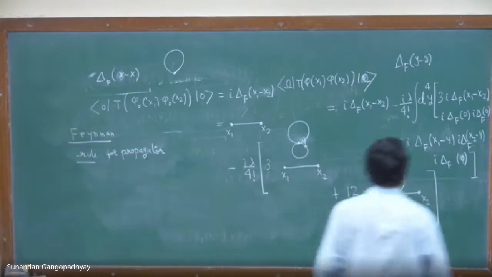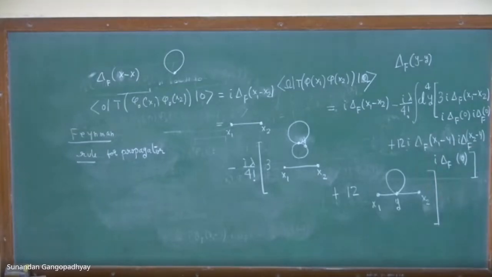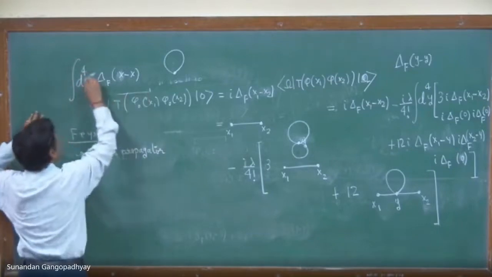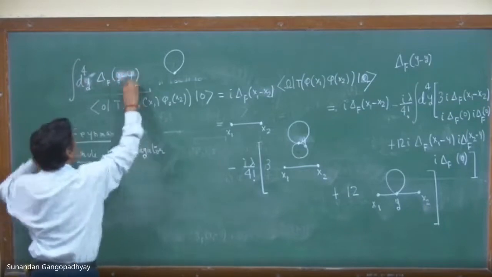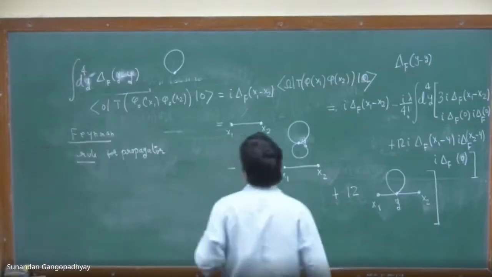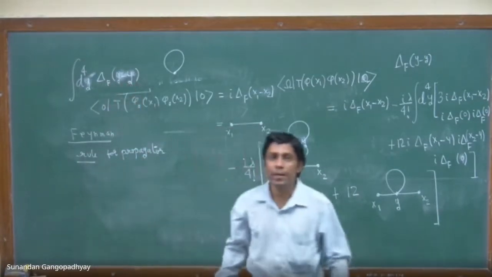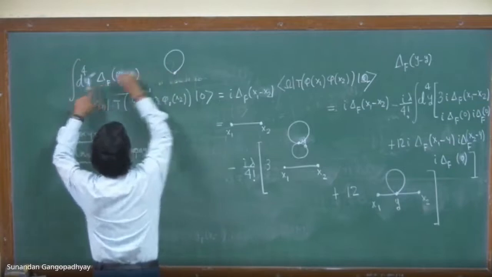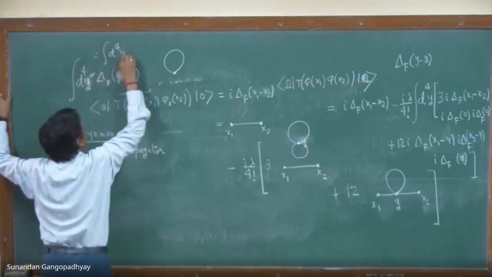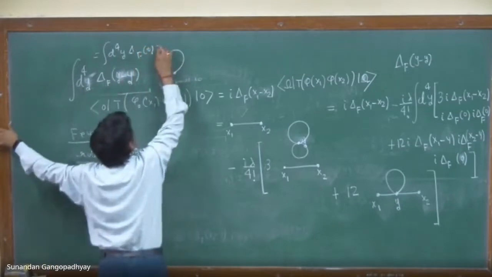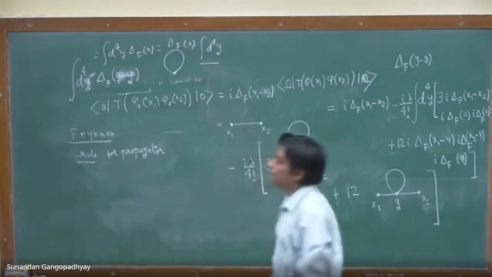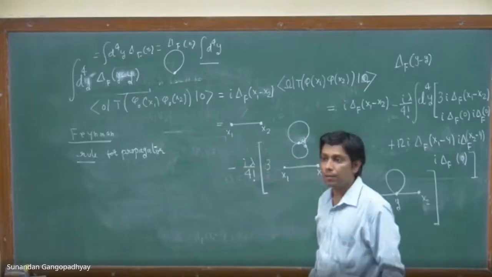See, okay, let me just answer your question. When you have delta F x minus x and you have a d4 x, like in this case you have a d4 y, and this was y minus y, right? Yes, sir. So this is actually what delta F y minus y means. It is independent of y, right? Yes. So this delta F y minus y integral over d4 y is delta F zero, but delta F zero is independent of y. So you can take this delta F zero outside, and you have a d4 y.